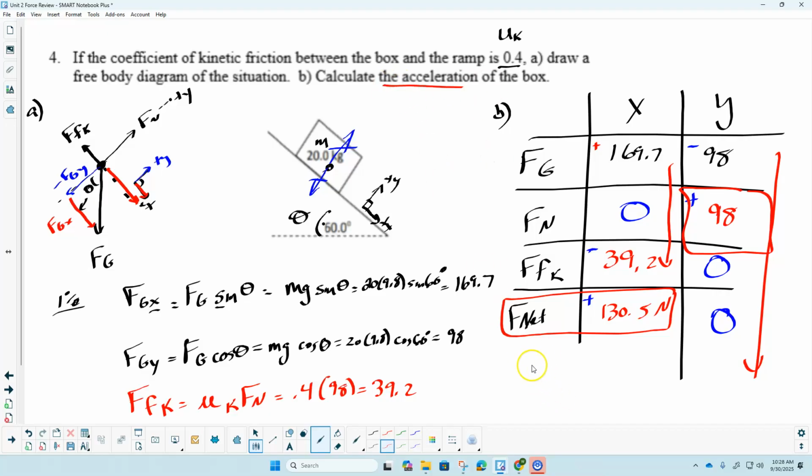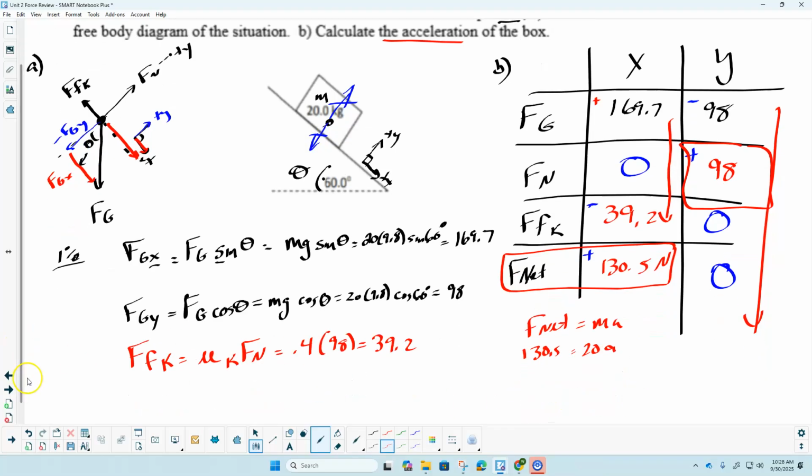But we want the acceleration, so we're going to do F net equals ma. And 130.5 equals 20a. So we're going to go ahead and divide through by 20 on both sides. And the acceleration you should get is 6.525 meters per second squared, and that's going down the ramp. Or in our frame of reference, it's the positive x direction, which makes sense, right? Because we call that direction the positive x direction. So that is the box on a ramp problem that you will have on your review.